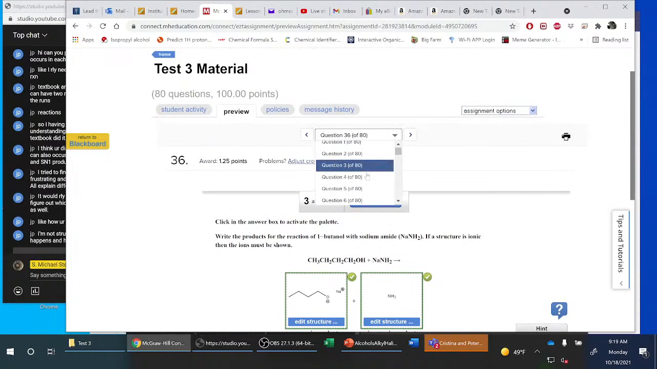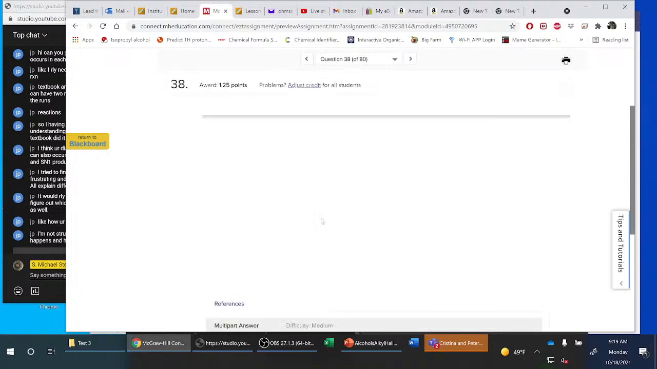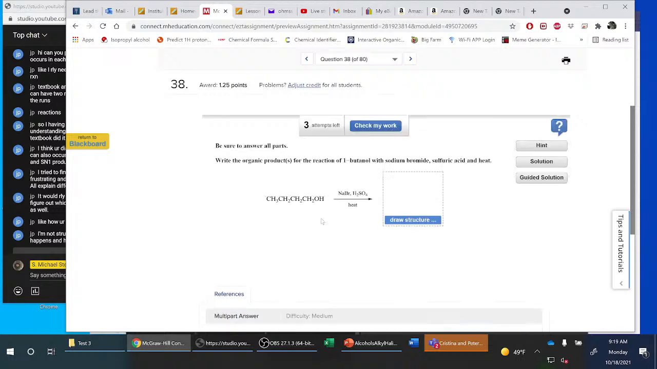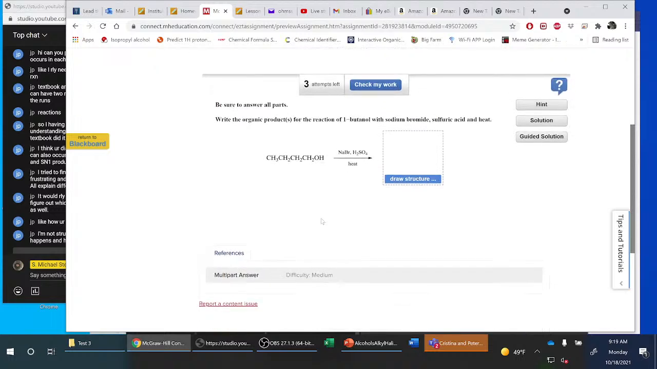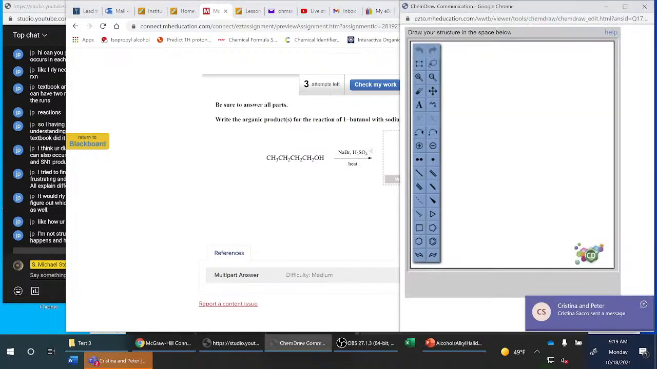All right, 38. Sodium bromide and sulfuric acid. You are going to get carbocation rearrangement here because you're underneath sulfuric conditions. So this is going to be a protic solvent because you have the H2SO4. So my guess here with the bromine doing a substitution is that you're going to get a secondary bromide.